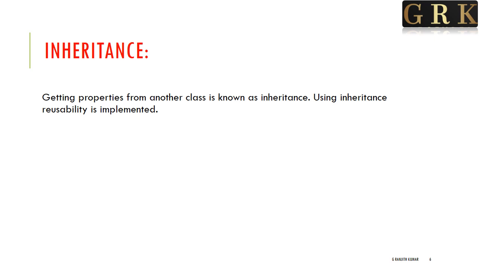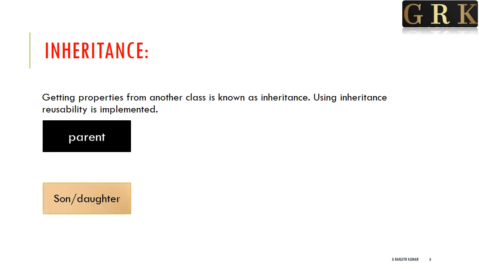Next concept is inheritance. Inheritance means getting properties from another class, and using inheritance, reusability is implemented. Now let us see one simple real-time example. There is a parent and a child, meaning son or daughter. Generally we feel that this particular child is looking like his father or looking like his mother. Generally we talk like that.